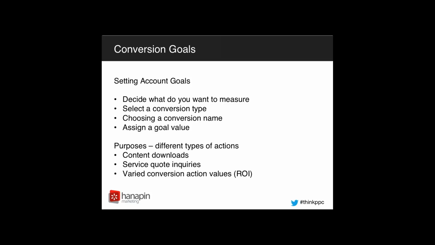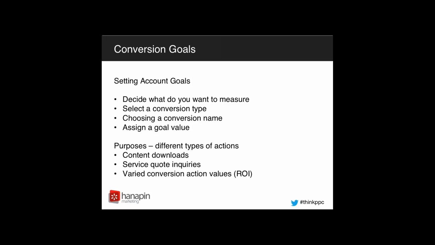There are different types of conversions, and all conversions aren't created equally, so you'll want to make sure that you select the appropriate type. Then you'll choose a name for the conversion to delineate each conversion, and you'll be able to identify which is which when you're looking at data. And then the last thing that you'll do is assign a conversion goal value. This is the most key portion of setting account goals and conversion goals.